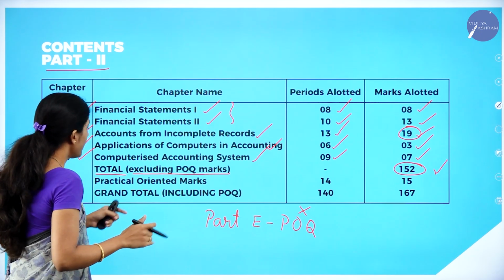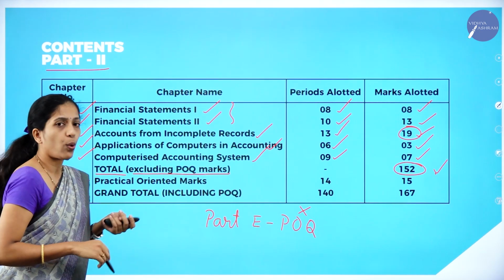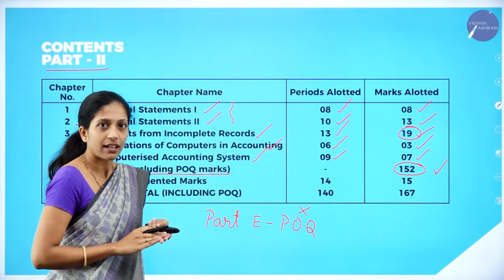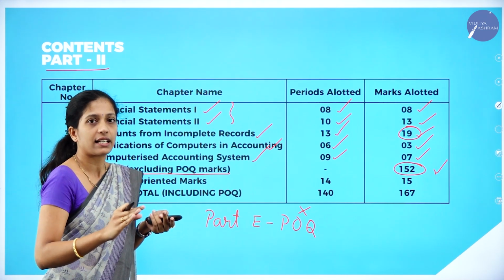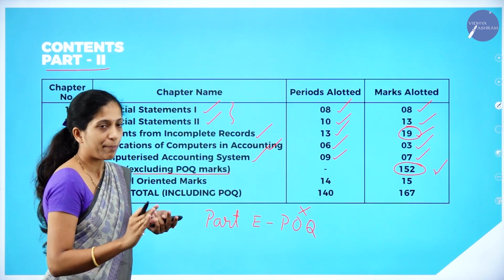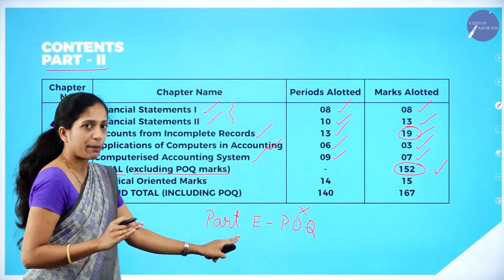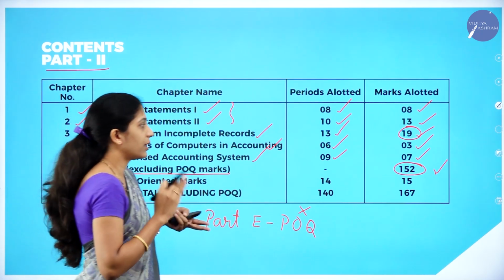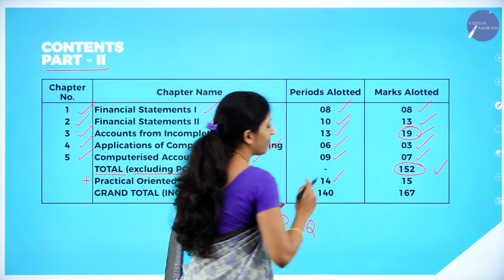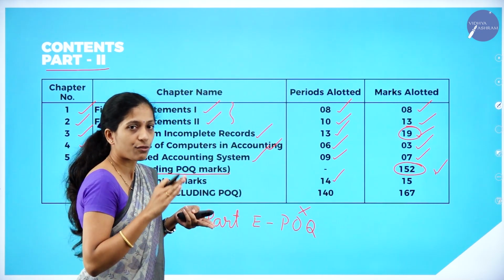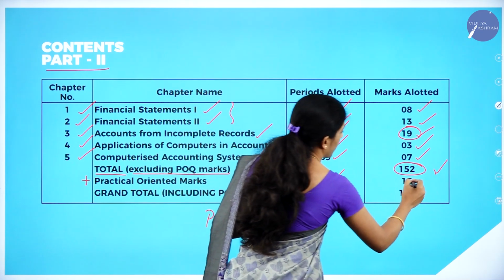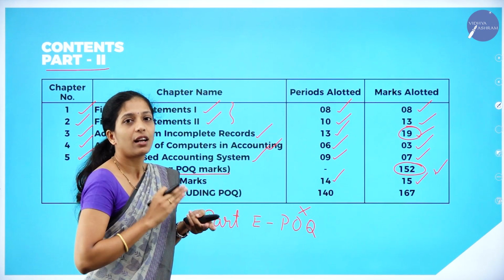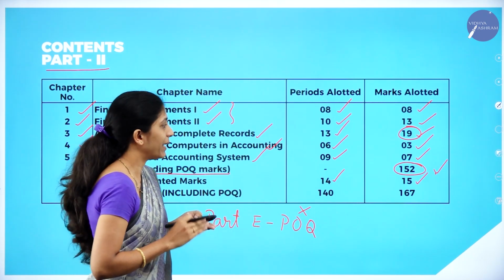And add the practical oriented questions. I have told you under part E, they will ask practical oriented questions. We shall discuss in detail while discussing the question paper pattern. So, as I told you, in part E they will ask practical oriented questions. The number of hours required to complete the practical oriented questions is 14 hours and the marks allotted is 15 marks. So you can expect a 15 marks practical oriented question in your question paper.